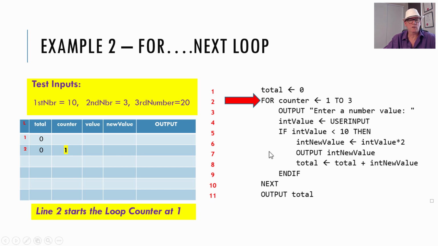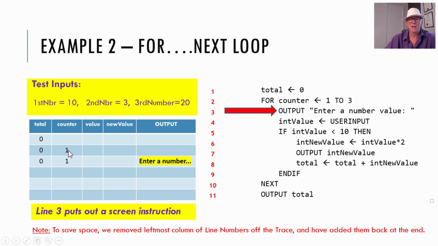So it's a classic for next loop, but we're on our line 2 at the moment. Line 2 for counters 1 to 3. Well, we're just starting out, first time coming into this loop, so we're on our first time through the loop, so counter just gets set to 1 in line 2. Line 3, output, enter a number value. With this, it's just going to tell the user on the screen to enter a number value.